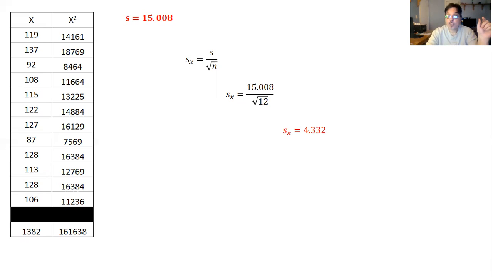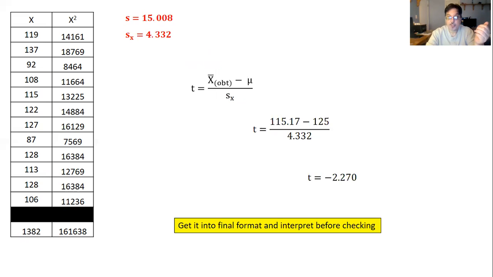We would also still have to calculate the mean, which would be 1382 divided by 12, and pull mu down from the question and plug it into the t formula. And then, well, I've solved for t, but again, if you got to this point, you're not likely to make mistakes. That's why I'm really pushing you guys to work on the beginning parts of the question, because mistakes don't really happen at this point. So our mean is 115.17.